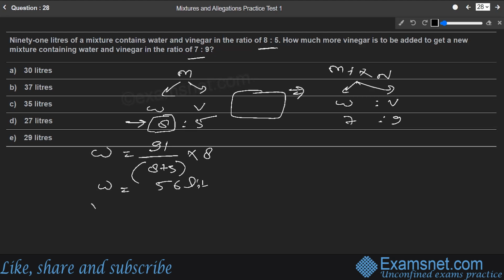Similarly, we can find out the vinegar part. Total mixture is 91 divided by the sum of both the parts, water and vinegar, multiplied by the vinegar part's number, that is 5.